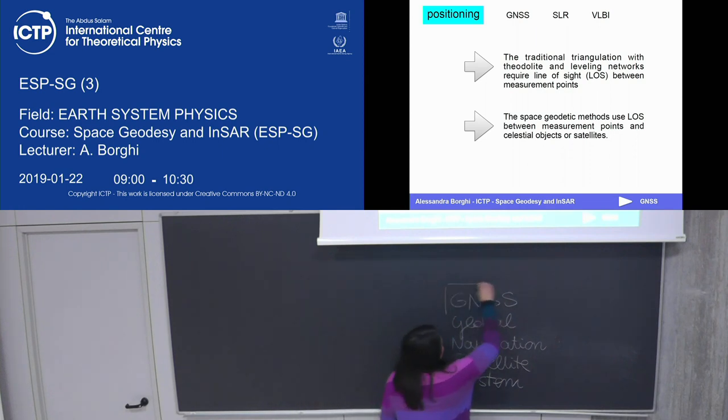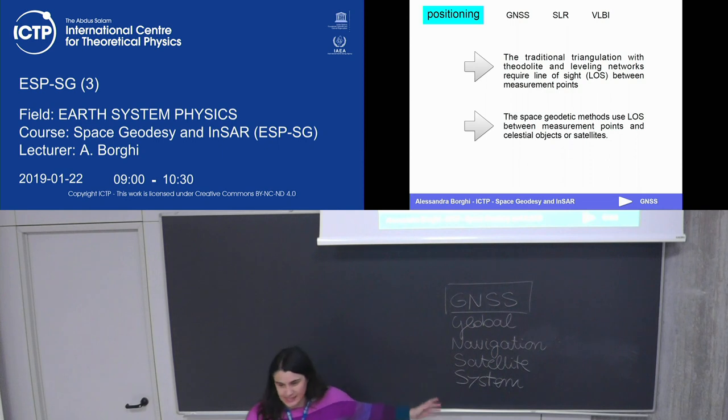GPS is one of the global navigation satellite systems. Nowadays we have different global navigation satellite systems, so we speak about GNSS. We are going to see Galileo, for the European Space Agency, but we also have, from the past, GLONASS, another satellite positioning system. So now we don't speak about GPS but GNSS, because we can have just one instrument, one receiver, able to record the data coming from different navigation systems. So we call this GNSS.